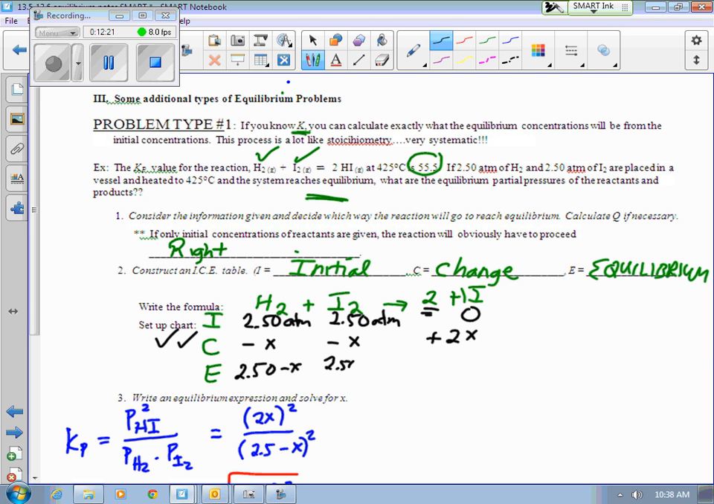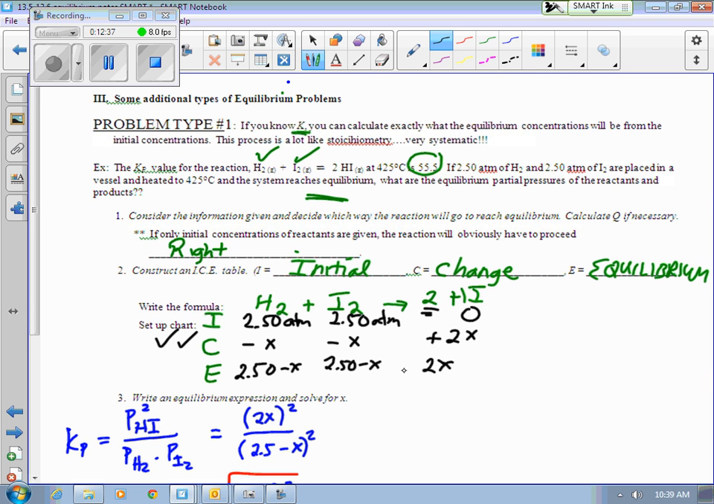It's going to be the same thing for the I2, okay? And then the HI, well, I started with nothing, so the equilibrium value is just going to be how much it went up by, which, as it turns out, is 2x. Okay? All right, well, these are my equilibrium values.